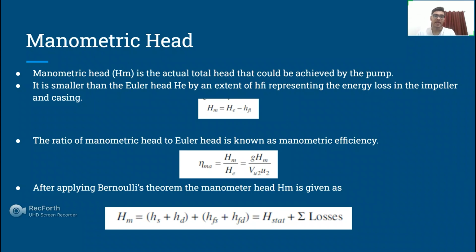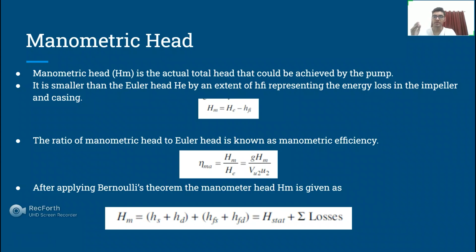Next is the manometric head. The manometric head Hm is the actual total head that could be achieved by the pump, and it is smaller than the Euler head He by an extent of Hfi, which would make the formula Hm is equal to He minus Hfi. These losses are known as hydraulic losses, and they include the fluid friction losses in the blade passage, the circulatory flow between the blades due to the finite number of blades in the impeller, and the shock losses at the entrance.